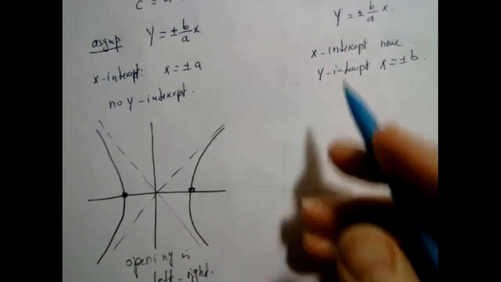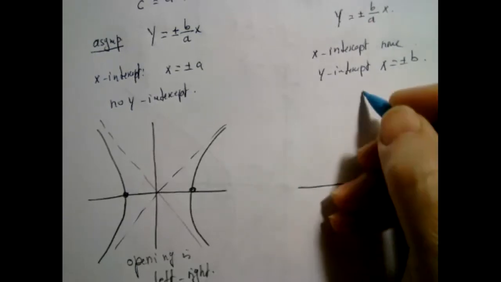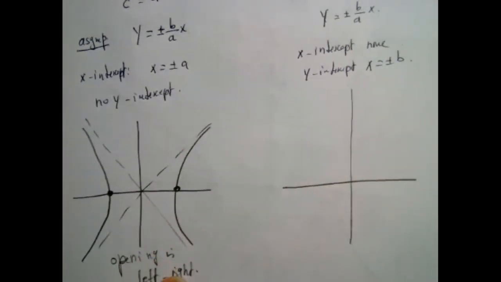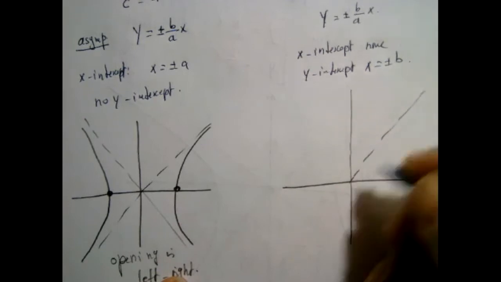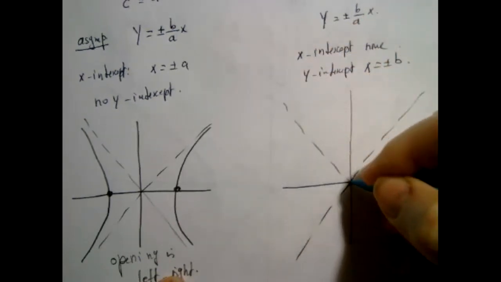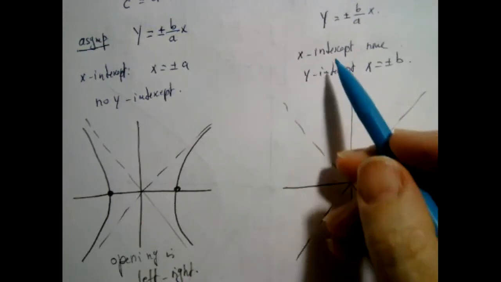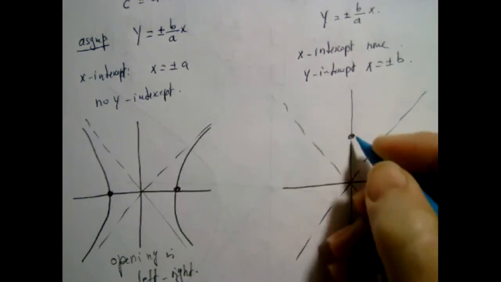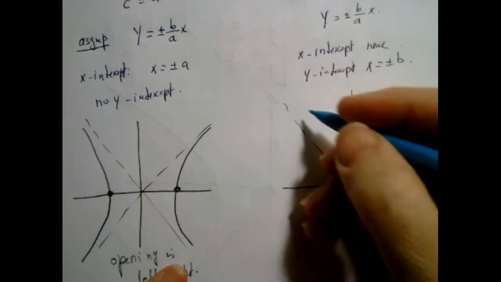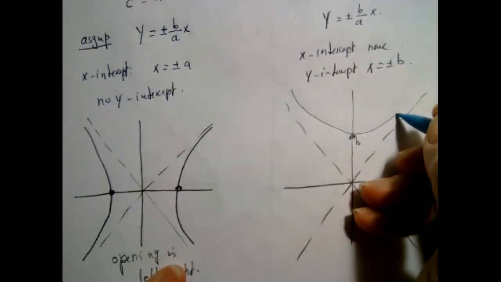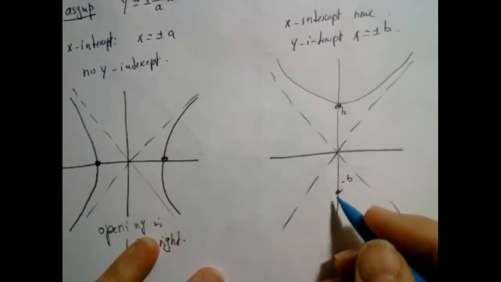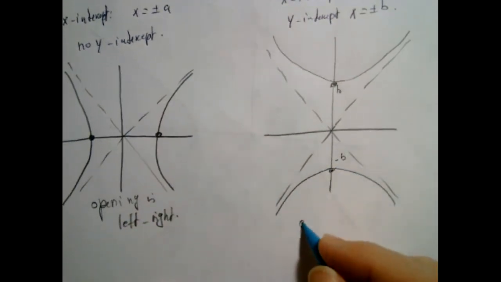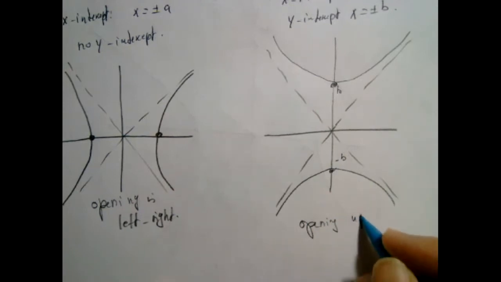Now, in this scenario, the graph would be a little bit different. It's just like you take this graph and you turn it. That's how the graph looks. The asymptotes are the same. And there is no x-intercept. The intercepts are here. That's the b. That's the minus b. And in this case, everything is reversed. The opening will be up and down. That's how the graph will look. So opening, up and down.